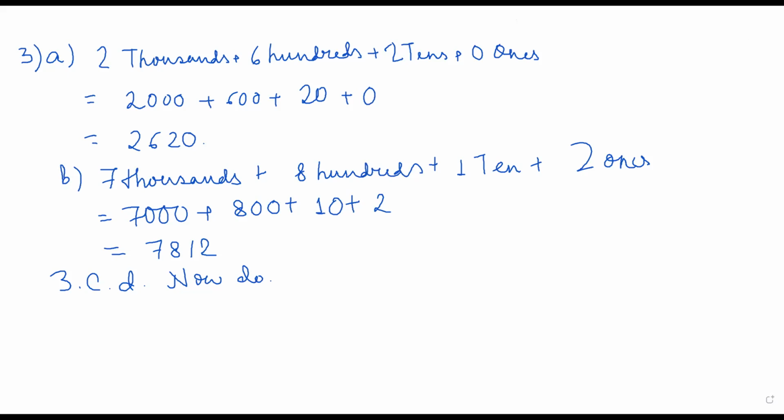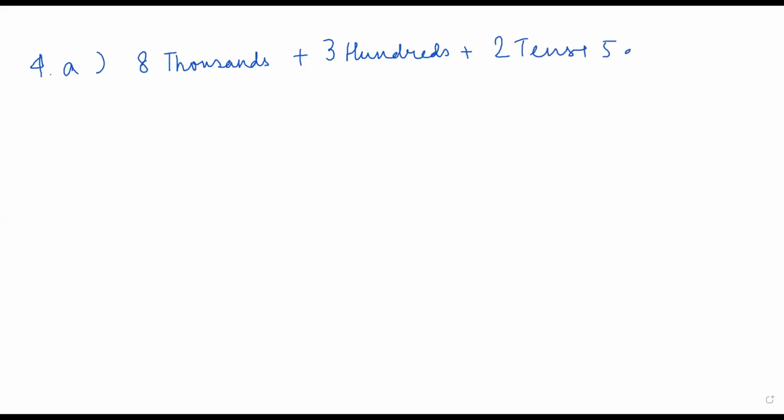So I'm rubbing the board. Four sums are given like this. Encircle means you have to draw a circle. The questions you all will first copy in your copy. 8000 plus 300 plus two tens plus 5 ones. Here the answers are given like that.